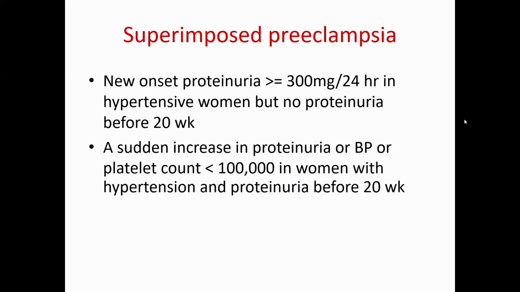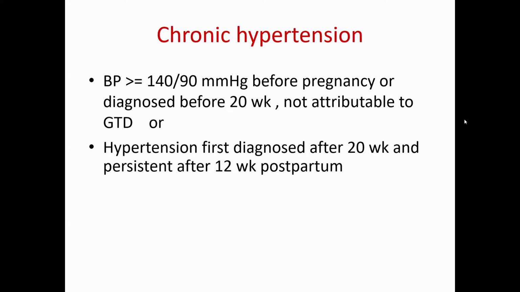Superimposed preeclampsia means there is a new onset proteinuria in a chronic hypertensive woman. Like say a 35 year old lady with a blood pressure of 160/100 or 150/100, who did not have proteinuria previously. Whenever she presents with proteinuria during pregnancy, that is superimposed preeclampsia. Like the patient is already hypertensive, and there is a new onset proteinuria. Or another condition is there may be worsening proteinuria in a previously proteinuric hypertensive patient.